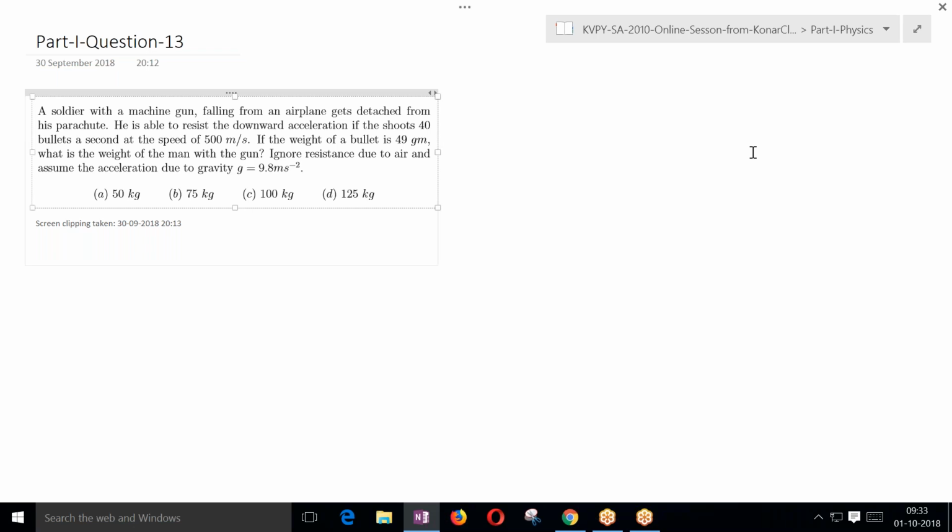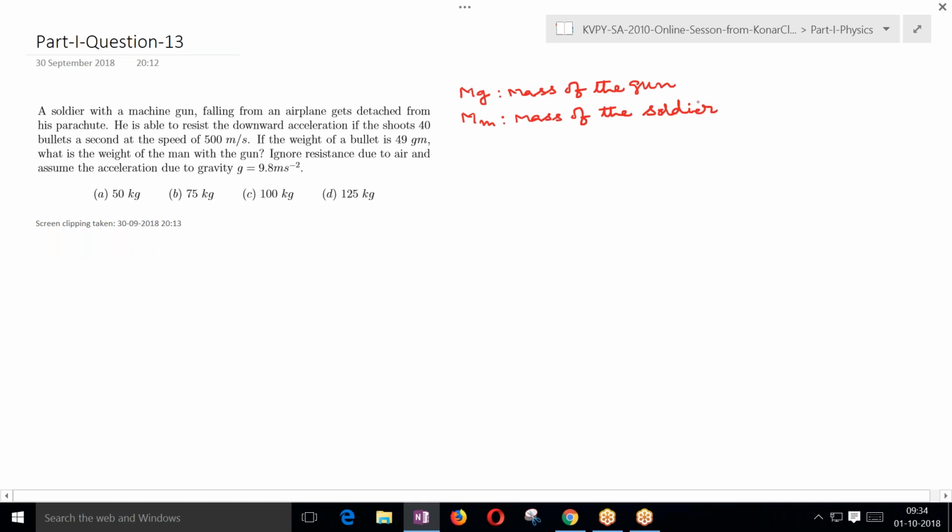So here, let us assume we need to use the concept of the law of conservation of momentum. So let us consider that M is the mass of the gun, and let's take m as the mass of the soldier. Now, what will be the velocity attained by the soldier and gun combined? So let's take this as v. Then what we get is (M plus m) into v, that velocity, should be equal to the mass and velocity attained by the bullets.